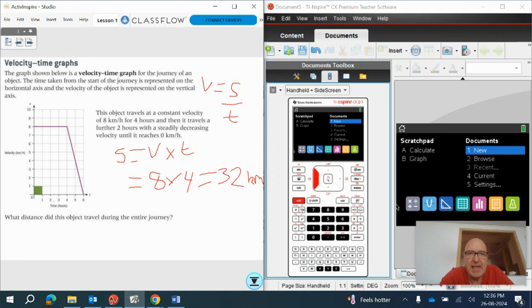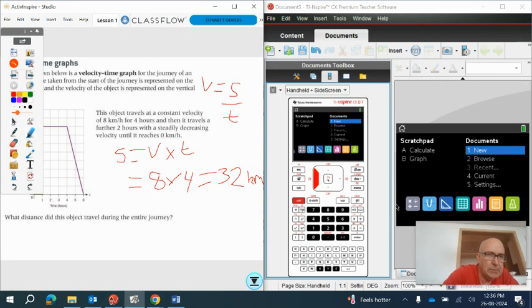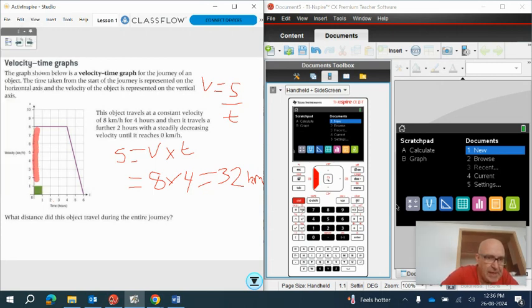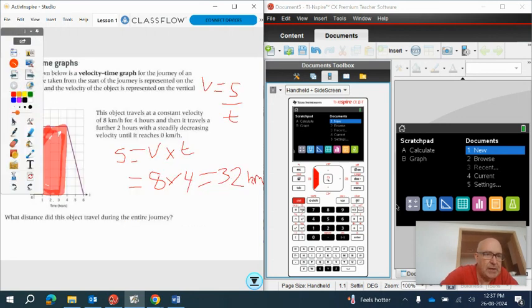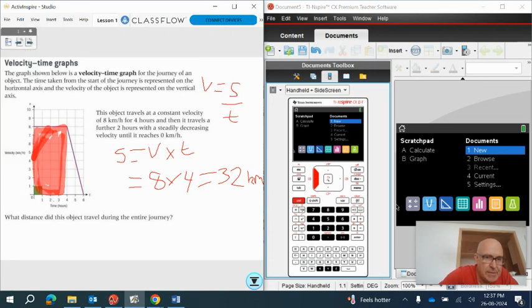But 4 times 8 is how we would calculate the area of a rectangle, which is 8 high and 4 wide. So if we look at the shape here, this is 8 high and 4 wide. So we're basically calculating this area here. If we're calculating that area like that, then the area of this triangle is also going to give us the distance it travels in that period.